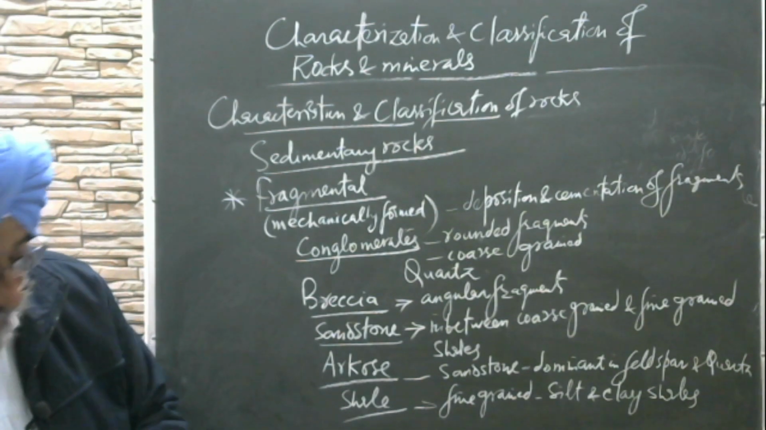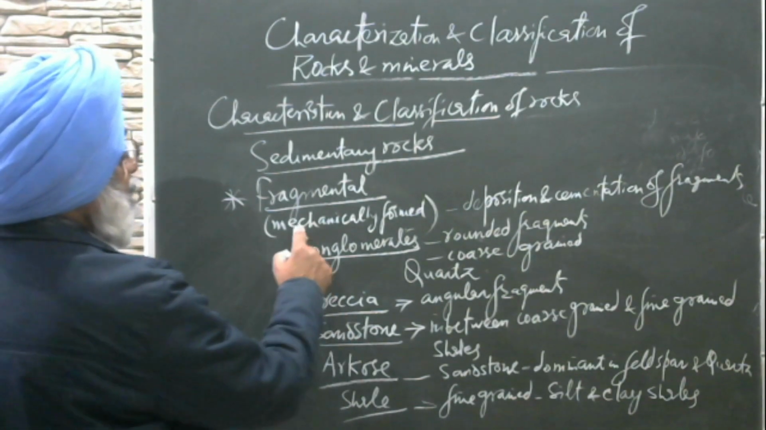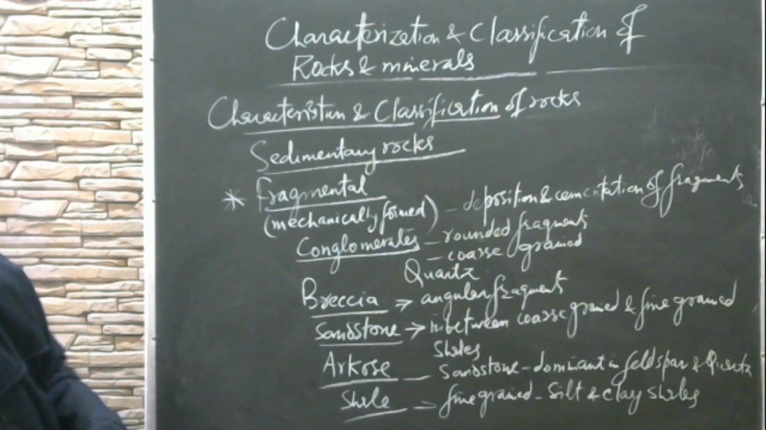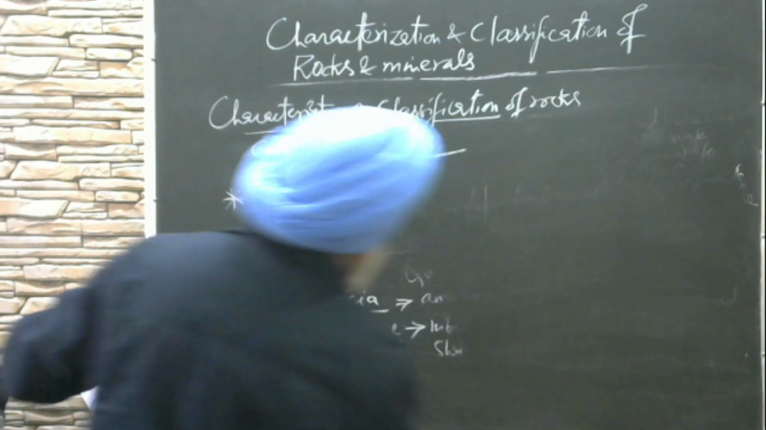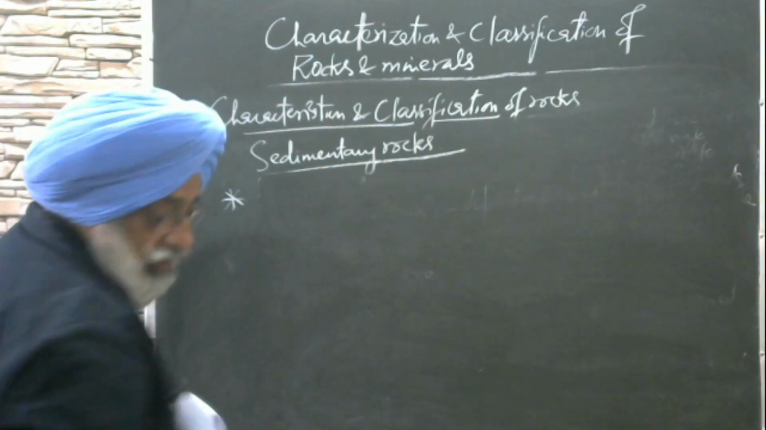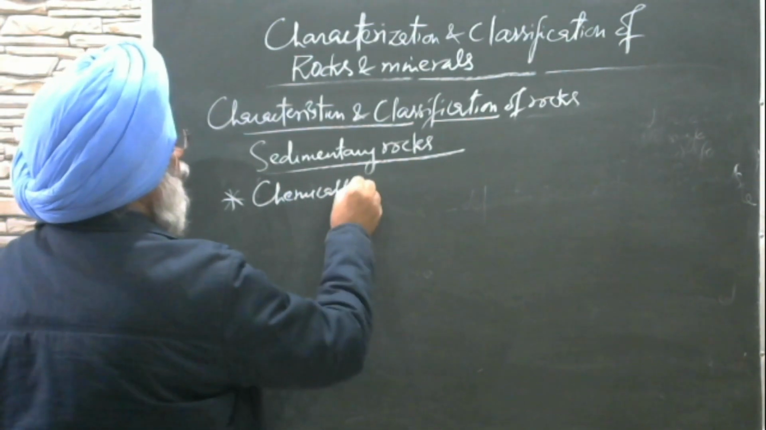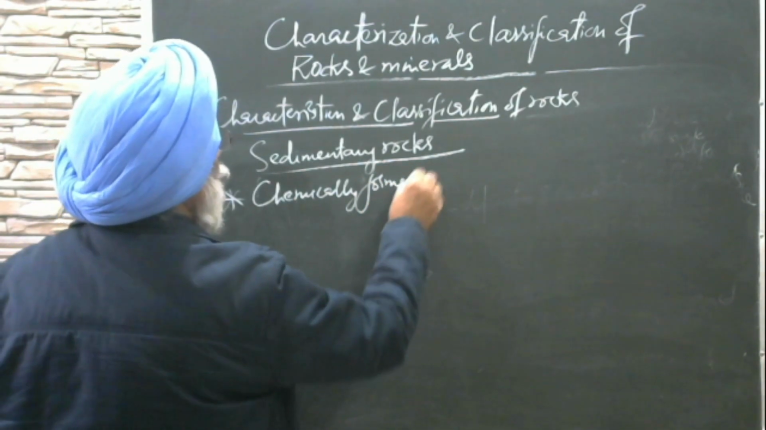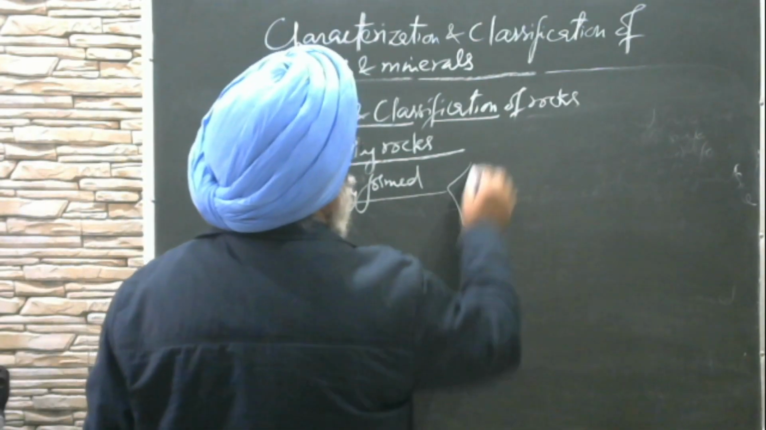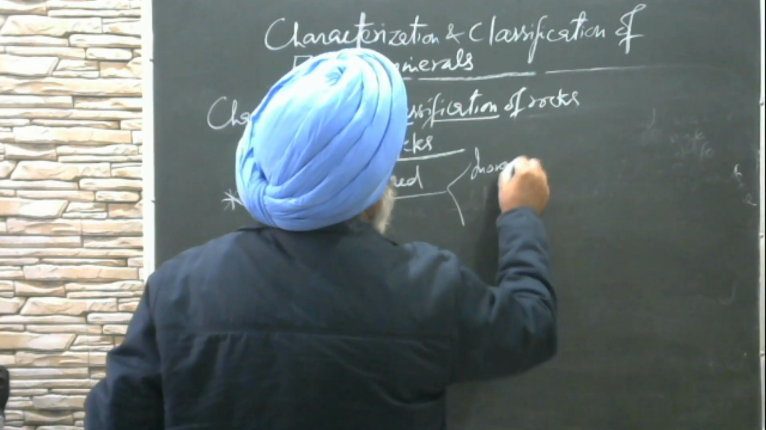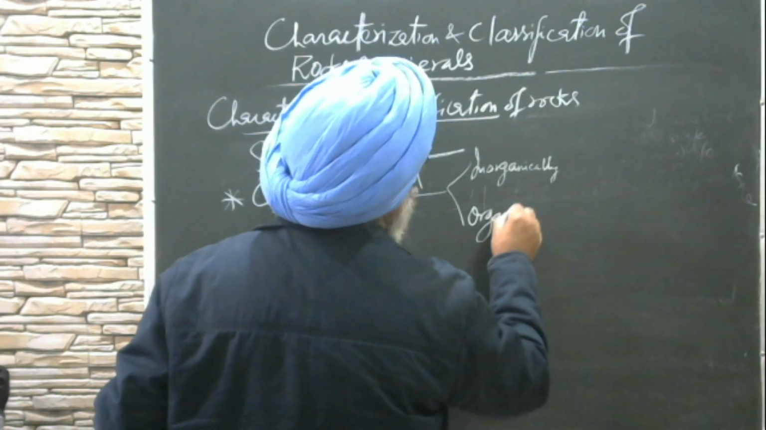After fragmental we have chemically formed. Because fragmental, as I said, was mechanically formed. Now, the second part is the sedimentary rocks which are formed chemically. So here it is, chemically formed sedimentary rocks. Again, in chemically formed sedimentary rocks, it could be inorganically formed and it could be organically formed.